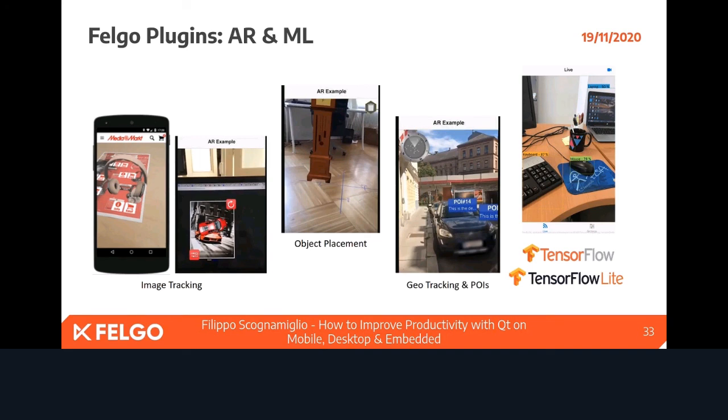Felgo also comes with advanced augmented reality and machine learning plugins. And in this example, we're using Wikitude to render 3D objects on top of a camera stream. This in the backend is using TensorFlow and TensorFlow Lite in order to create a believable experience.